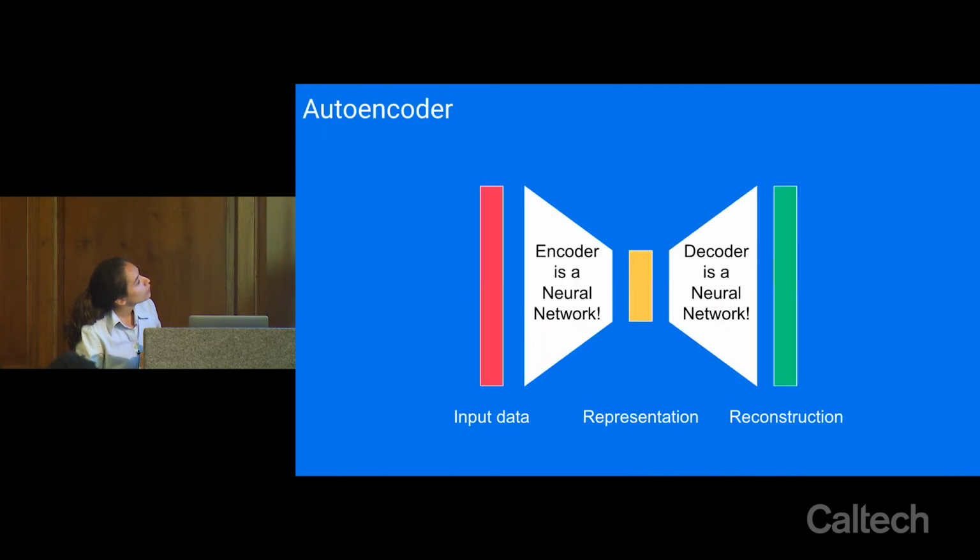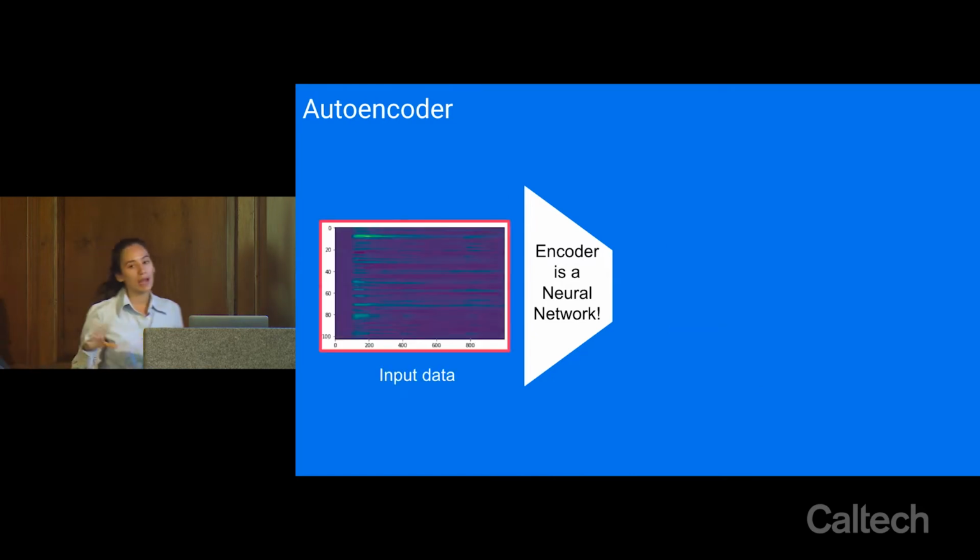Okay, so let's go back to the concept of an autoencoder where we've got our input data, the encoder is a neural network, there's a representation, the decoder is a neural network, and then you've got your reconstruction. So what we're going to look at today is what happens when you take the same neural data that we looked at with the mice. So you've got your 115 neurons. We're going to shorten the amount of time to make it very easy for you to train, so we're only doing 1,000 time steps. But this will be our input data, and this is what it looks like.